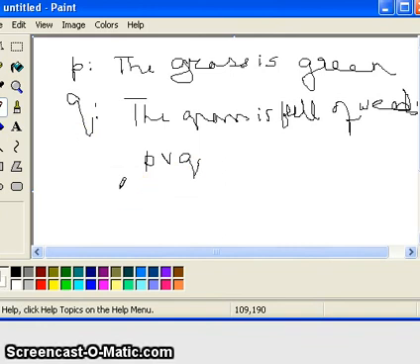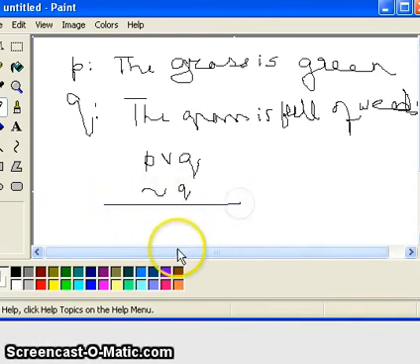The original problem says the grass is green or the grass is full of weed, and the second part says the grass is not green. So that would be your not P, because the grass is not green, and then you draw a line underneath and say therefore Q, which means the grass is full of weed. That's what it means. So this is called the symbolic argument.